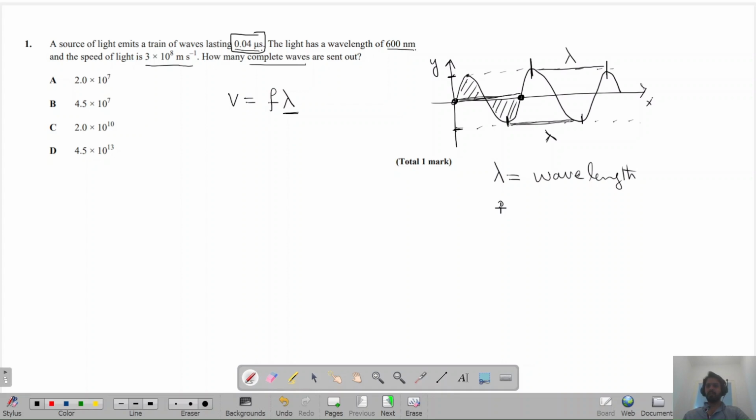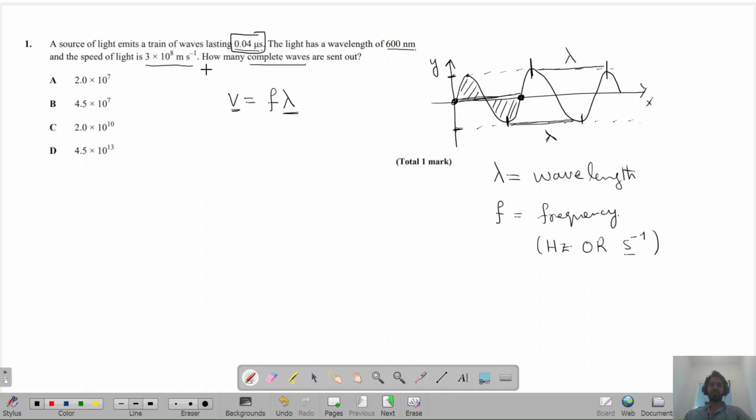Next thing is frequency, f. Frequency is defined as the number of complete waves in 1 second, okay? And frequency is measured in the units of hertz, Hz, or hertz can also be written as inverse second. Because it is just the number of waves per unit time, the number of waves is just a number and you are dividing it by time, so that's why the units will be just inverse time or inverse second, which is also called hertz. Finally, this v is the velocity of the wave.